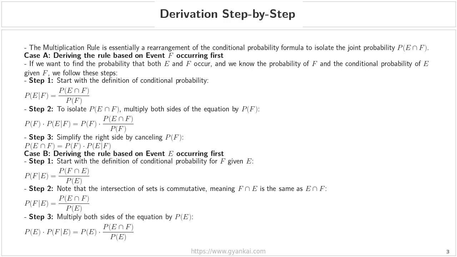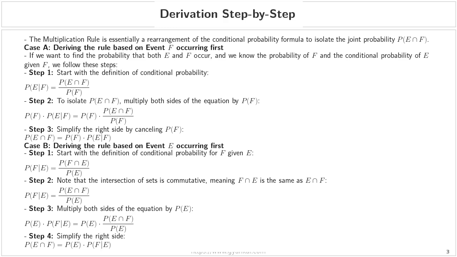Step 3. Just like before, we isolate the intersection by multiplying both sides of the equation by the probability of E. This gives us the probability of E, multiplied by the probability of F given E, equals the probability of E, multiplied by the probability of E intersection F, all over the probability of E. Step 4. Finally, we simplify the right side by canceling out the probability of E. This leaves us with our second version of the rule. The probability of E intersection F equals the probability of E, multiplied by the probability of F given E.